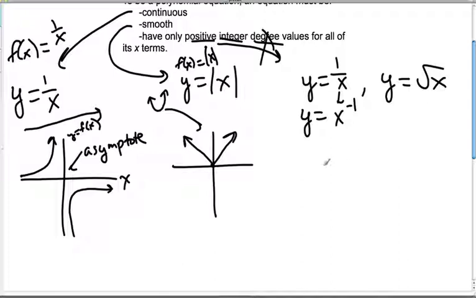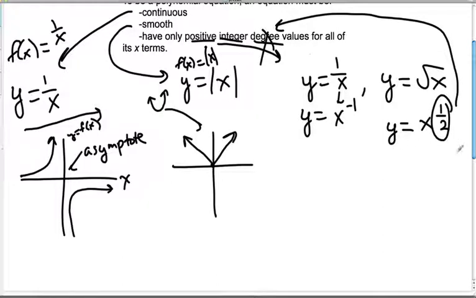Next, we have y equals the square root of x, which can also be written as y equals x to the 1/2. And because it can be written as x to the 1/2, it's not an integer value. It's positive, but it's not an integer degree value. So therefore, it's not going to be a polynomial equation either.